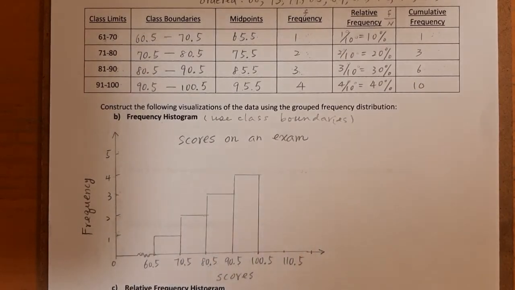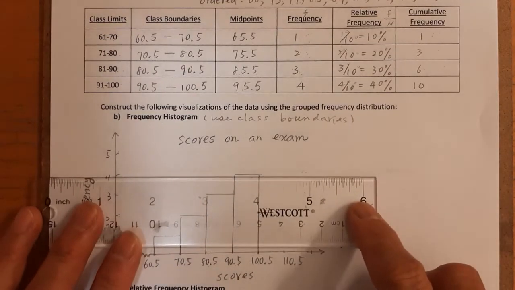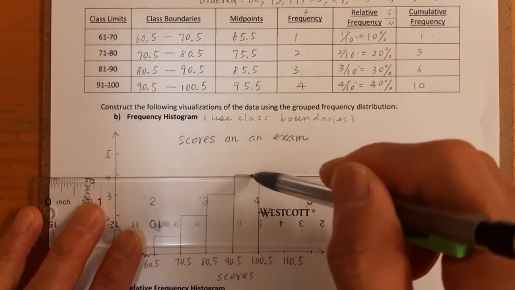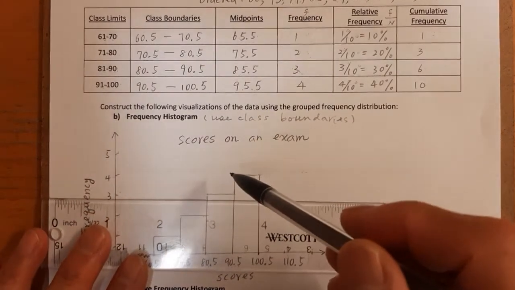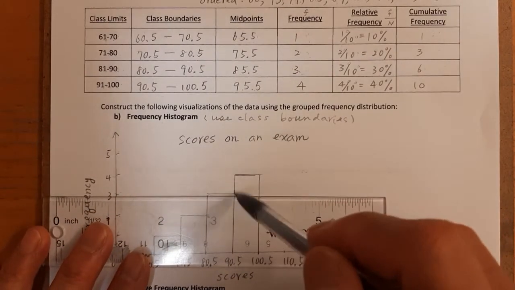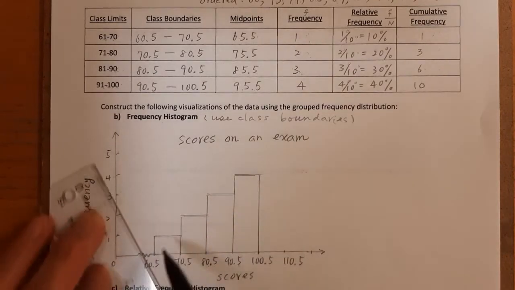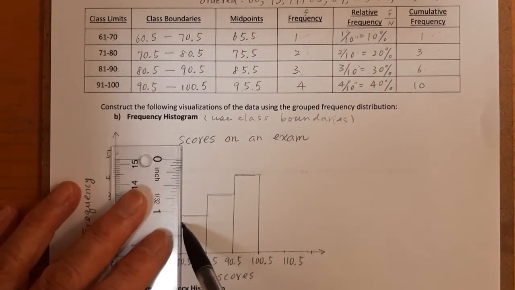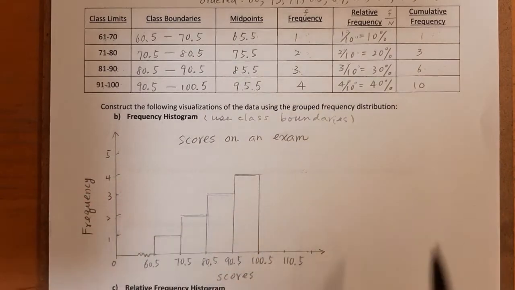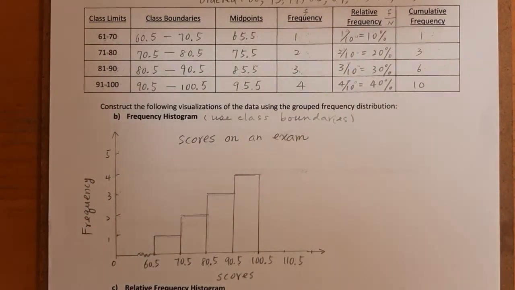So it has to be like this. Use a ruler. This is 4 and draw this. And that's 3, you draw this. And this is 2. And that's 1. And then you draw these verticals. And this we call the frequency histogram. Use boundary.